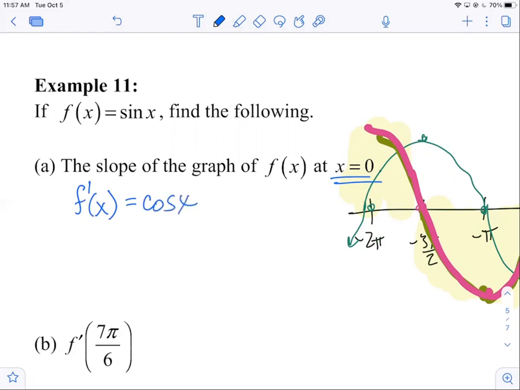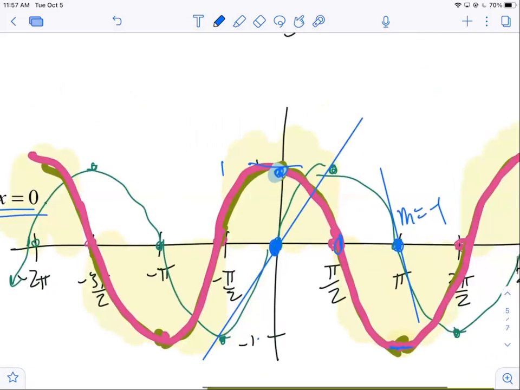We just did that. And now to plug in a 0, we do it on both sides. F prime of 0 is cosine of 0. And of course, everyone knows cosine of 0 is what? 1. Okay? So yes, the graph of sine launches out of the origin at a slope of 1. And that's why the cosine value is in fact 1 there.